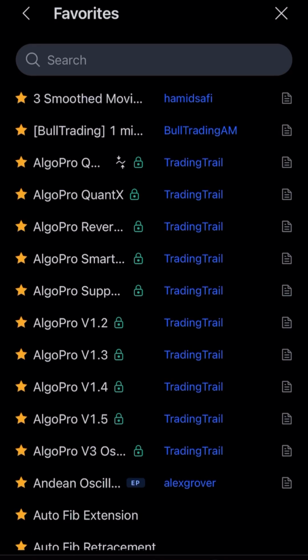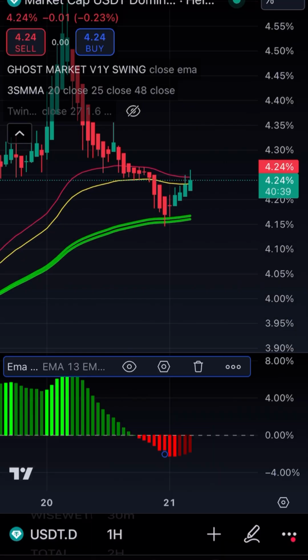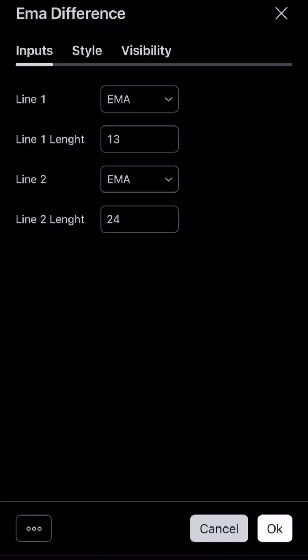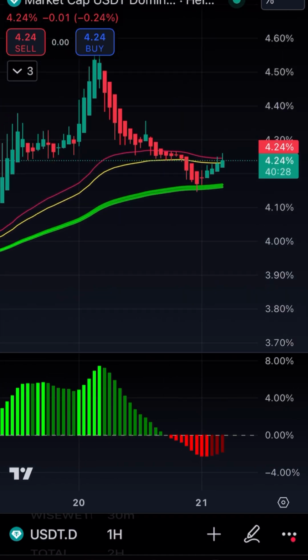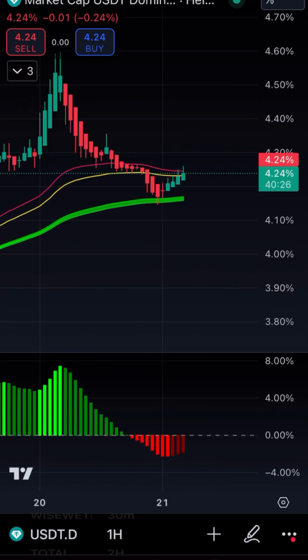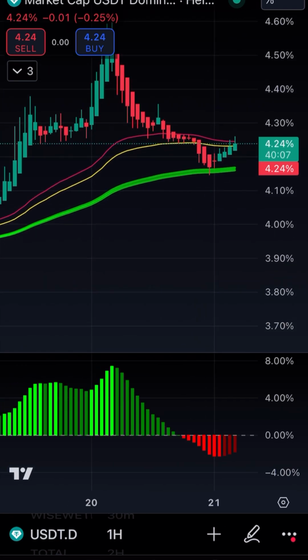With the EMA difference, you just go to your indicators and punch in difference of two moving averages. You want to change your settings to 13 and 24. So save those settings. This works really well, in my opinion. Now, when you want to look at the USD dominance here, when you want to trade Bitcoin, you want to be doing the absolute opposite of what the USDT dominance is doing. So what I look for really is a couple things.